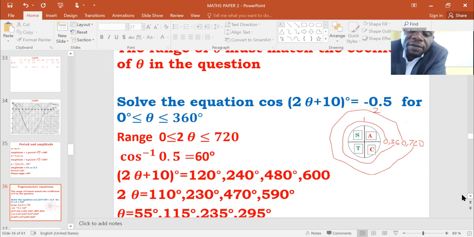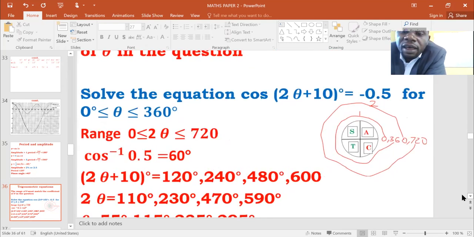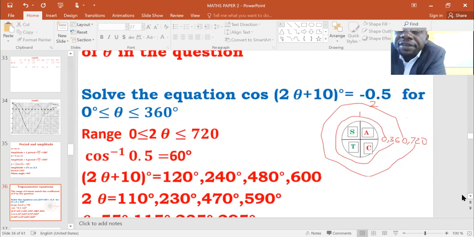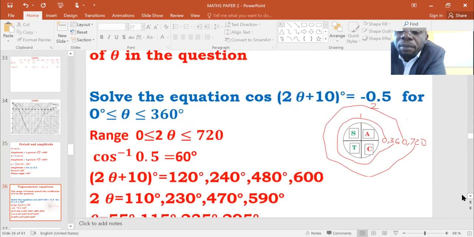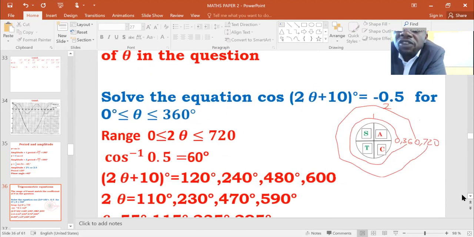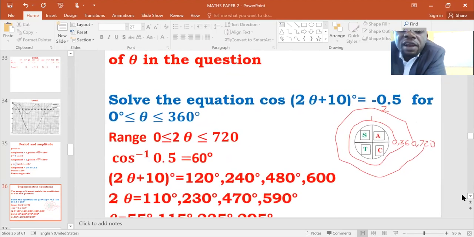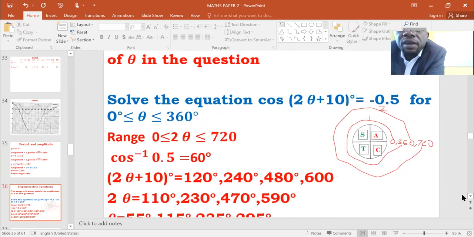In which quadrants is cosine negative? In the second and the third, where we have S and T. But in the first and the fourth, cosine is positive. So go ahead and find the cos inverse of 0.5. It is 60. Now, after doing that, I go to the second quadrant. The value in the second quadrant should now be 180 minus 60, which is 120. The third quadrant will be 180 plus 60, which will be 240. That is the first cycle up to 360.